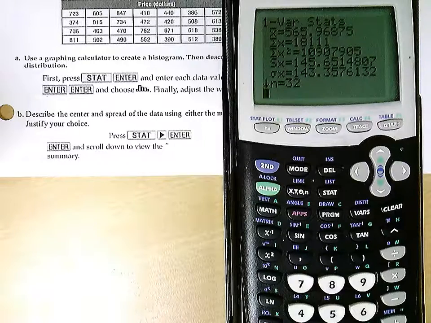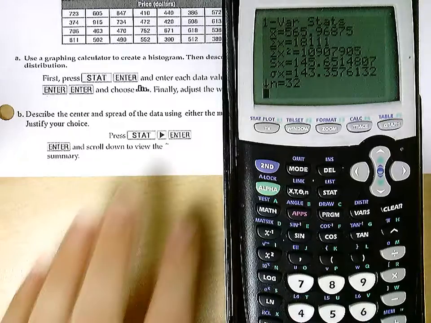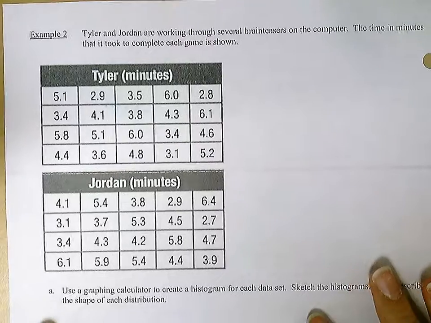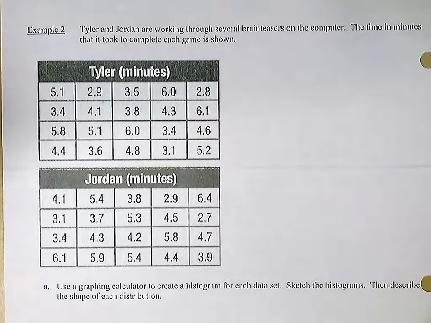Okay, so we're going to do another example on the back here. Example 2: Tyler and Jordan are working through several brain teasers on the computer. The time in minutes that it took to complete each game is shown. So you have Tyler's minutes and you have Jordan's minutes. We want to use a graphing calculator to create a histogram for each data set. So first we're going to do Tyler's.